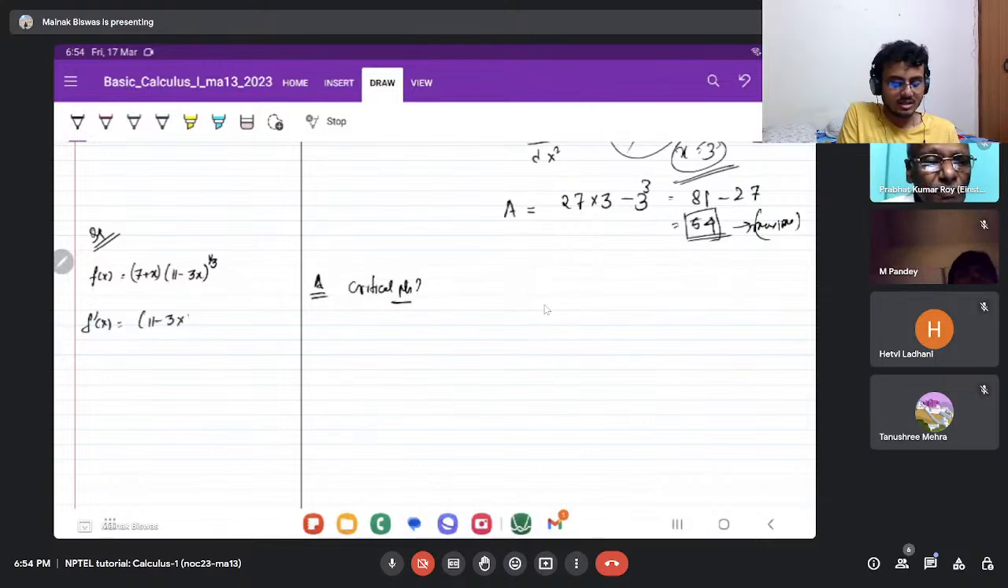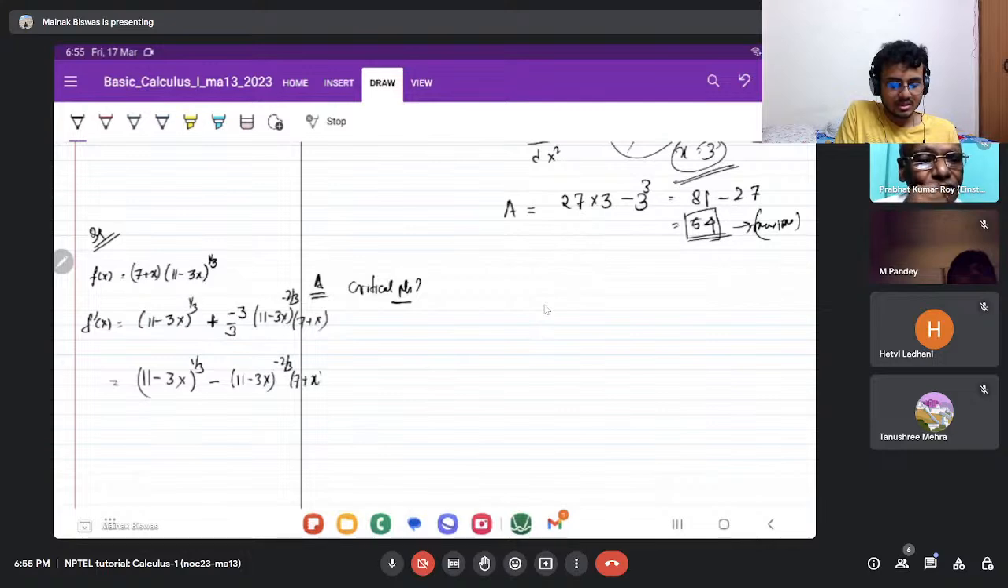So the derivative is (11 minus 3x) to the power 1 by 3, plus 1 by 3 into minus 3 (11 minus 3x) to the power minus 2 by 3, into (7 plus x). Agreed? (11 minus 3x) to the power 1 by 3 minus (11 minus 3x) to the power minus 2 by 3 (7 plus x). Is it correct?